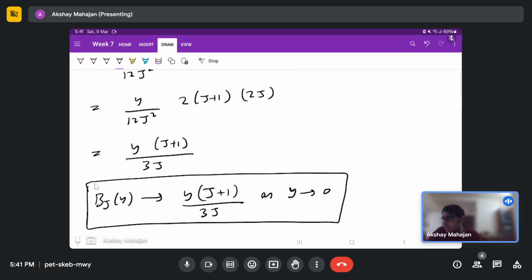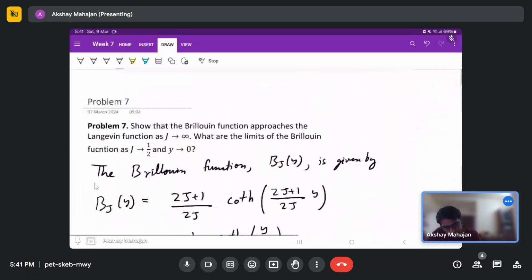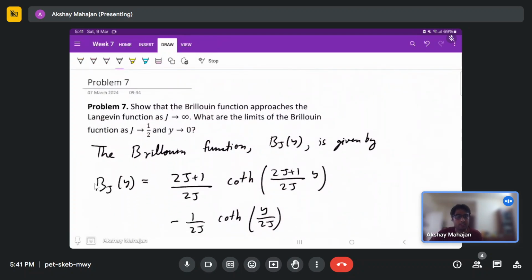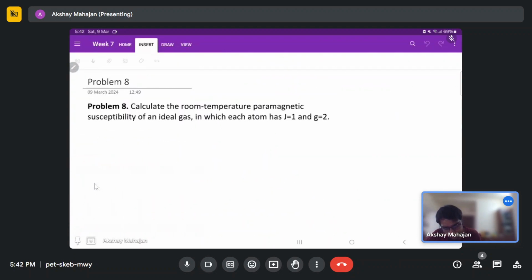Okay, and so this was our problem number 7. Any doubt in this problem? Okay, so we have just taken the limits of our Brillouin function, in the case of j tends to infinity, j equals half, and y tends towards 0. Alright, so let's move on to our next problem, problem number 8.